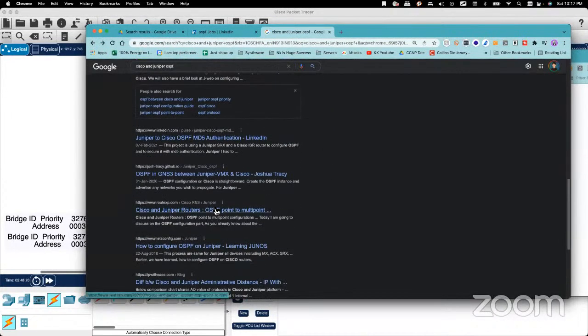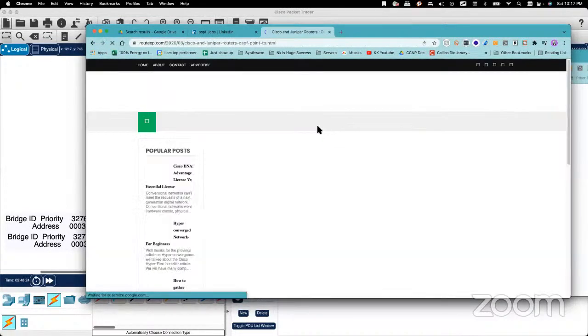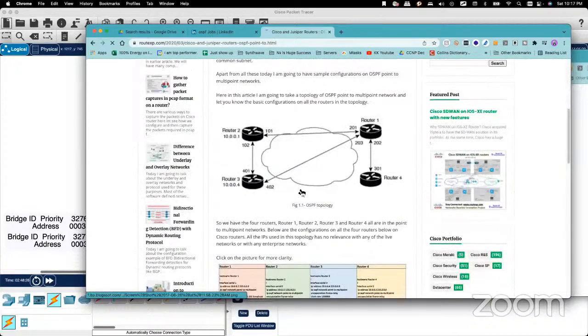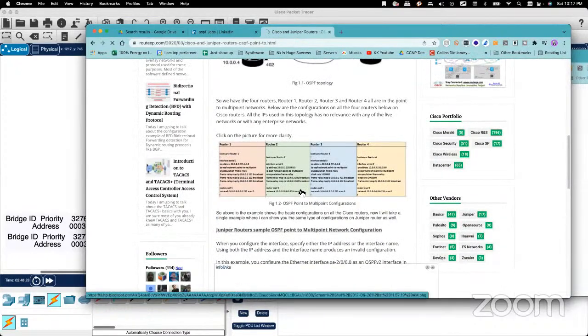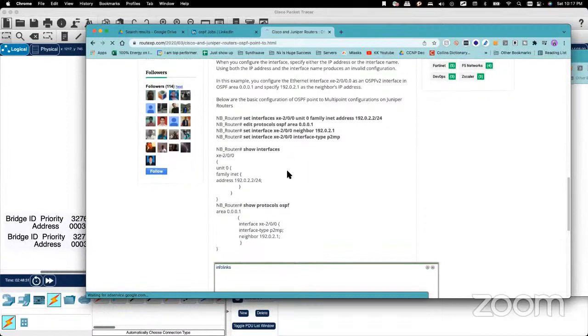You can check anywhere about Cisco and Juniper routers, point-to-multipoint lab. There are many websites which will help you to configure this. So this is how we configure the Juniper router.